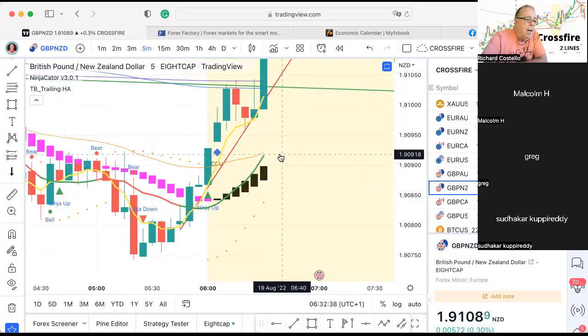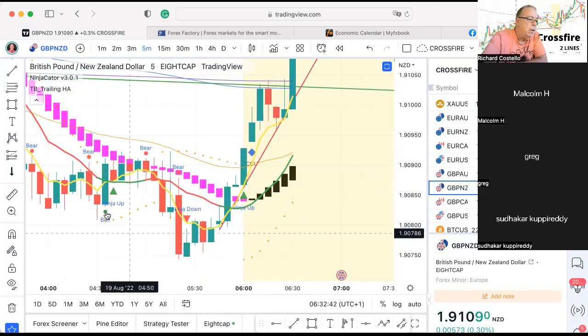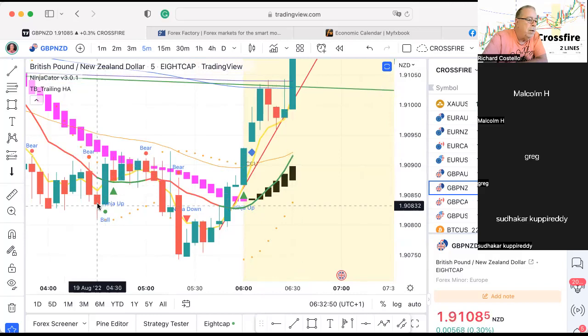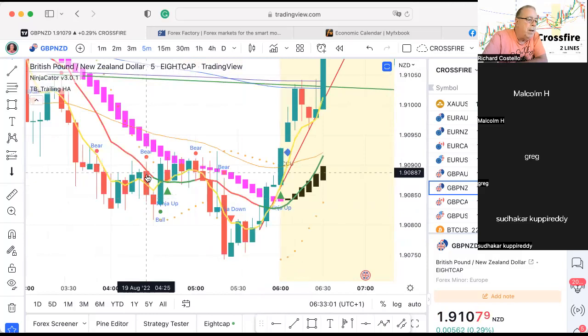And I've got a couple of other things on here, which is, see this large green candle. That is an engulfing candle. In other words, it's much bigger than the previous red candle. So it engulfed that red candle. I can see, and there's an engulfing.